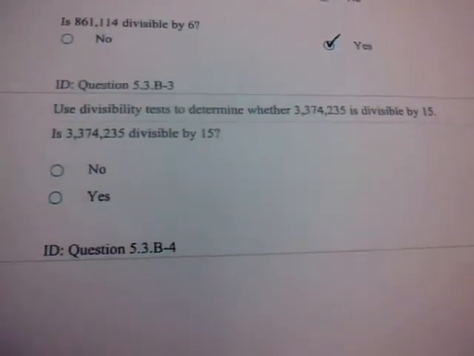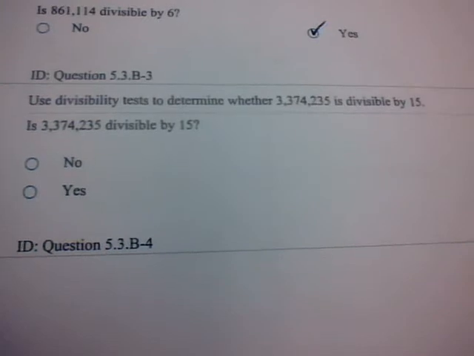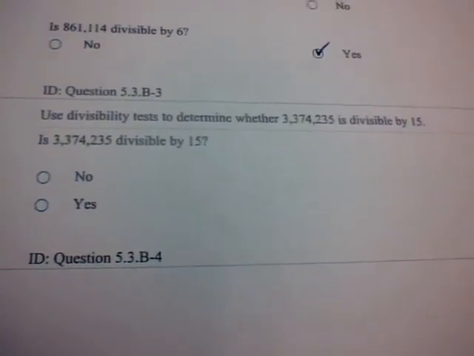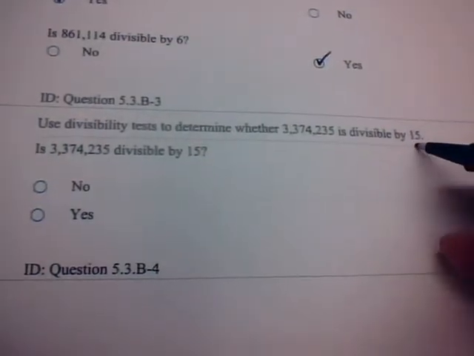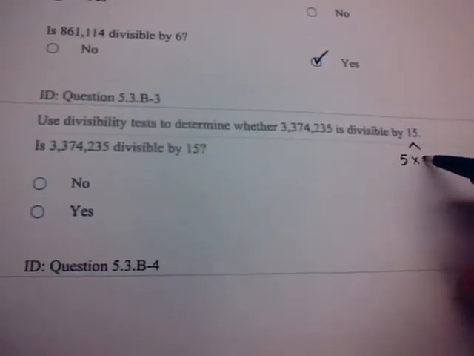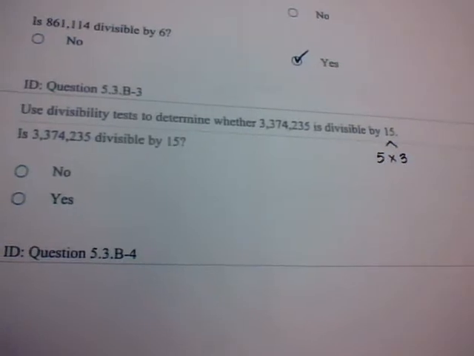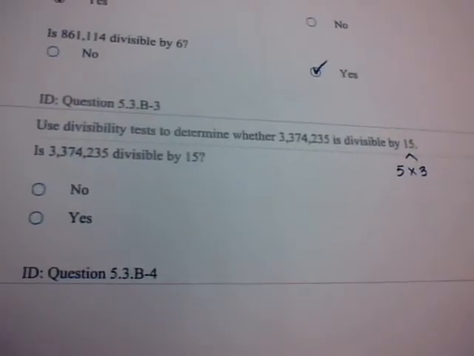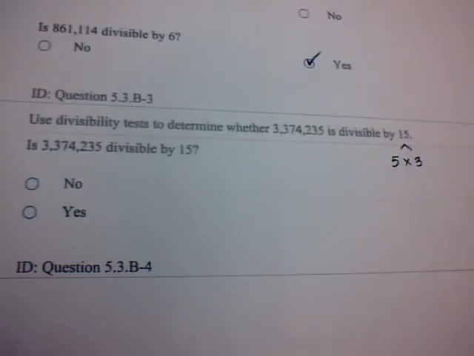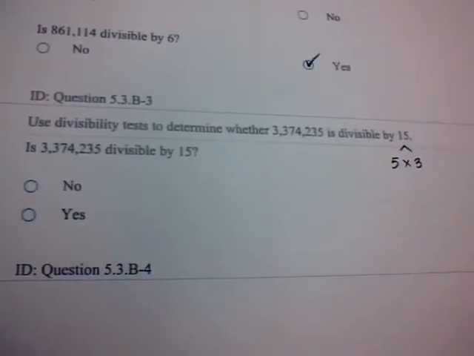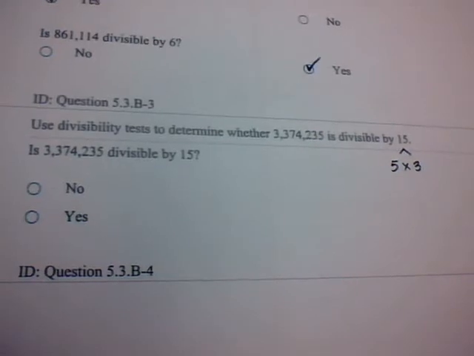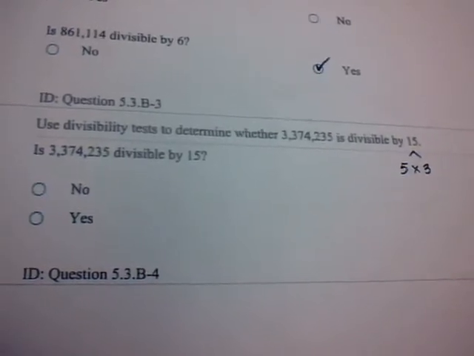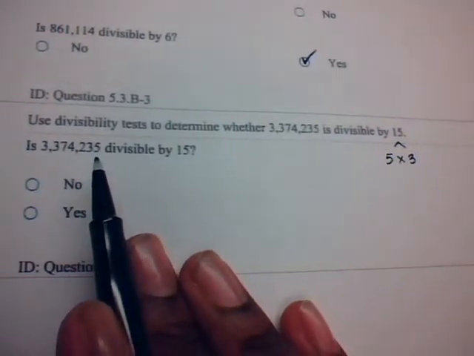Finally, number 9, we use the divisibility test to determine whether 3,374,235 is divisible by 15. Well, let's break 15 up into 5 times 3. Because in this case, I know the divisibility rule for 5 and for 3. We can see that 3,374,235 is divisible by 5 because the last digit ends in 5.